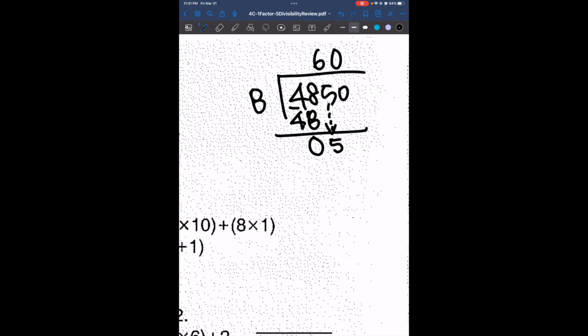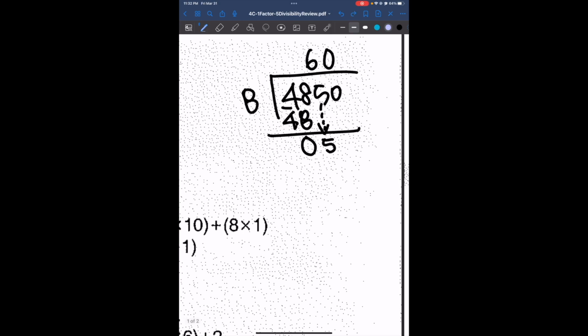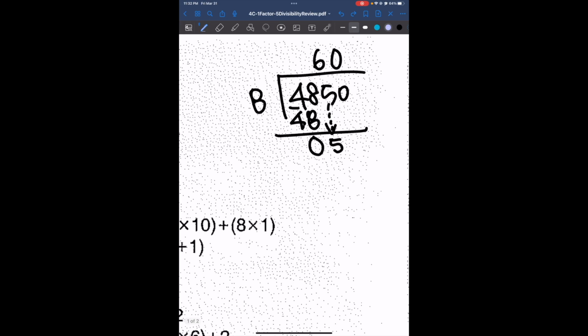0. Now, in the beginning, we didn't write the 0, but when the 0 comes after a number, then we must write it out. So when we start with the 0, we don't have to write it, but when 0 comes after a number, then we have to write it. We can't just think of it as a placeholder. We have to write out the 0. Then we're going to bring down this 0, so 50.